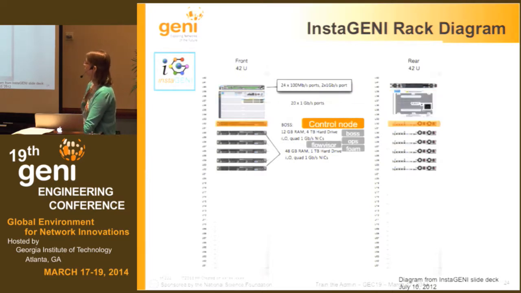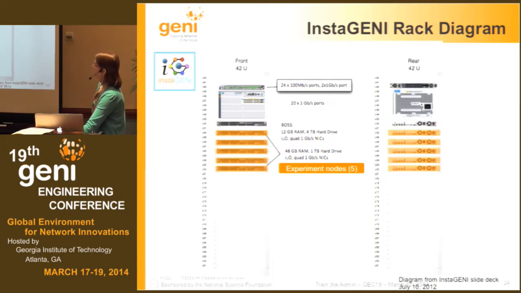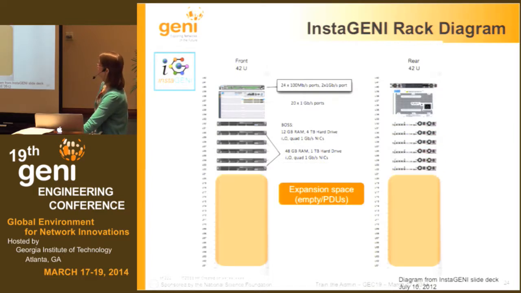There's a control node which runs 4 VMs. The VMs are BOSS, Ops, FOAM, and FlowVisor. That's the brains of the operation. And then there's 5 experiment nodes, which are the compute nodes that you have access to when you reserve resources. And then the InstaGENI racks have a large amount of air, if you will, which is meant to be empty space where you can expand and add new features.